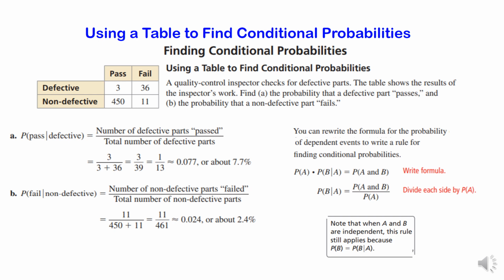Okay, so this problem shows you how to use a table to find conditional probabilities. A quality control inspector checks for defective parts. The table shows the results of his work. Find the probability that a defective part passes.